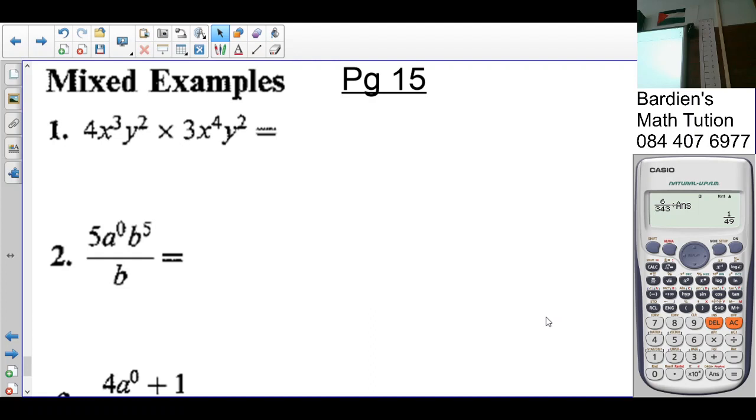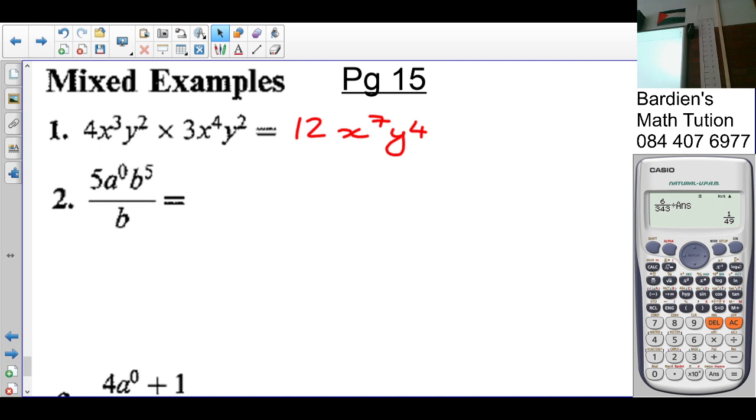Alright, first answer. It's going to be 12x7y. Who got that right? Alright. Let's look at number 2. Anything to the power 0 is 1. So it's going to be 5 over... Where are there more b's, on top or at the bottom? Top. So it will be b to the 6 or 4.